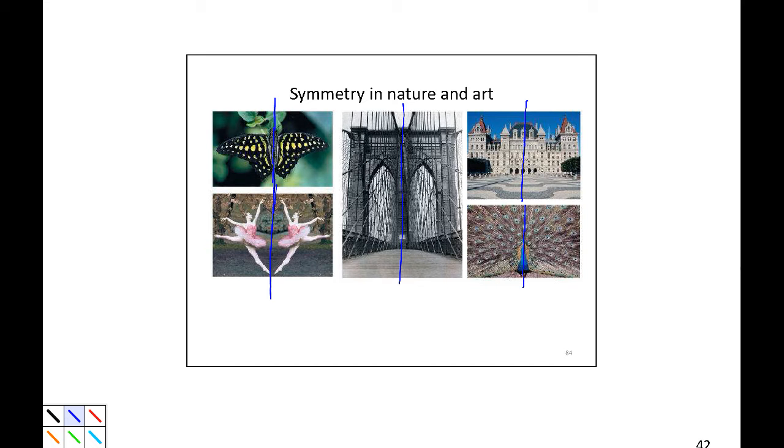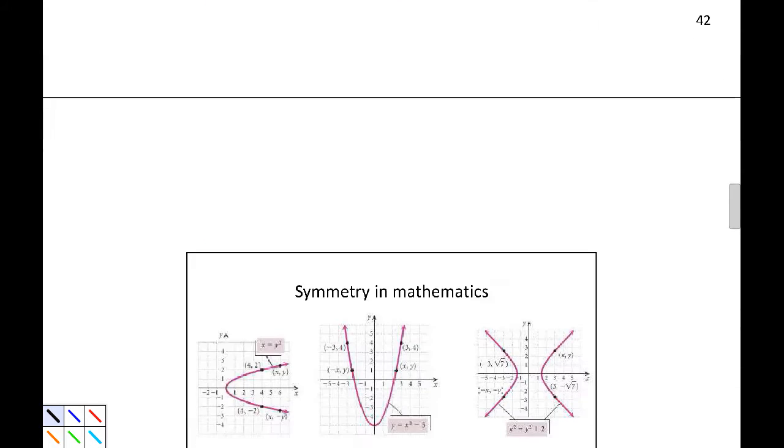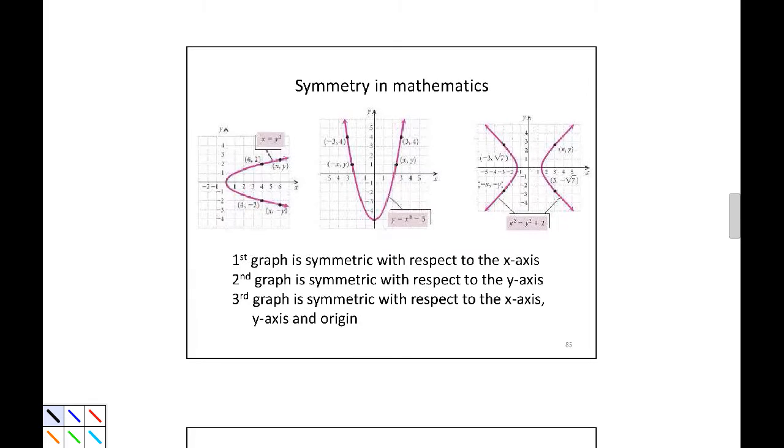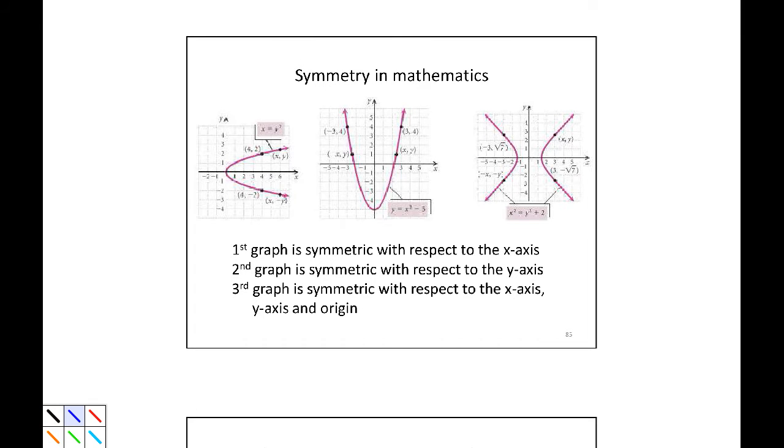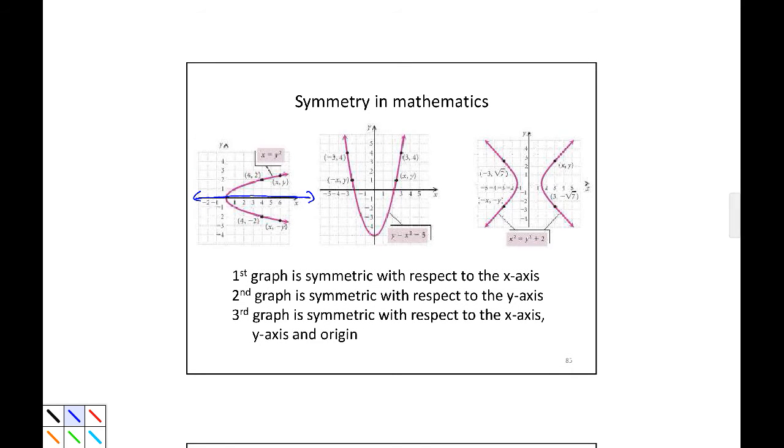Well, in mathematics, this can mean something slightly different. Each of these graphs is symmetric. The first is symmetric with respect to the x-axis. So the mirror, per se, is this line right here. With the second graph, it's the y-axis. So again, a vertical line for that instead of a horizontal line, specifically the axis.